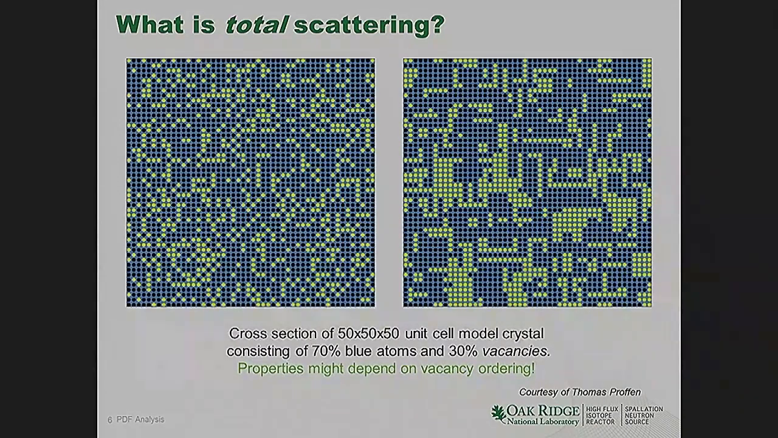And there are 125,000 unit cells in a 3D volume. This is just one cross-section. And this is a material where, on the left, we have a random arrangement of these vacancies. But on the right, we have some short-range order in those vacancies.